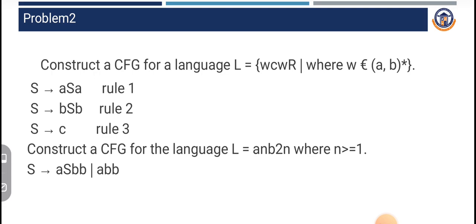So based on the grammar components V, T, P, S, S tends to a S b b. If 1 a, then 2 b's, that is n number of a's followed by 2n number of b's. If you want to print a single a, immediately it prints the double b's. So if it is 4 a's, then 8 b's will be displayed. Based on that we are going to generate the grammar.